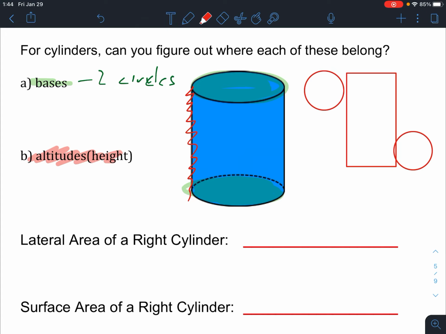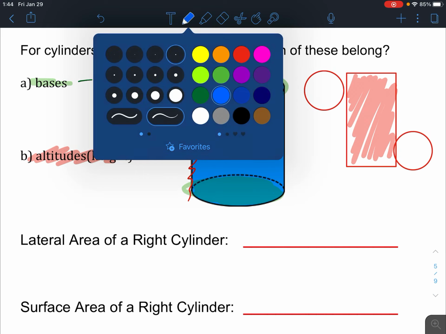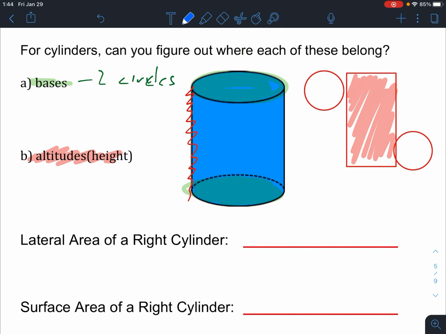So to find the lateral area of a cylinder, all we're trying to do is find the area of this rectangle. All right, well, let's figure out what each of those pieces is. This would be the height of it. And then on this side, this would actually be the circumference of the circle. So the lateral area of a right cylinder is going to be the circumference of the circle times the height of the figure. And we know the circumference of the circle is 2 pi r, so we can write that as 2 pi r times h.